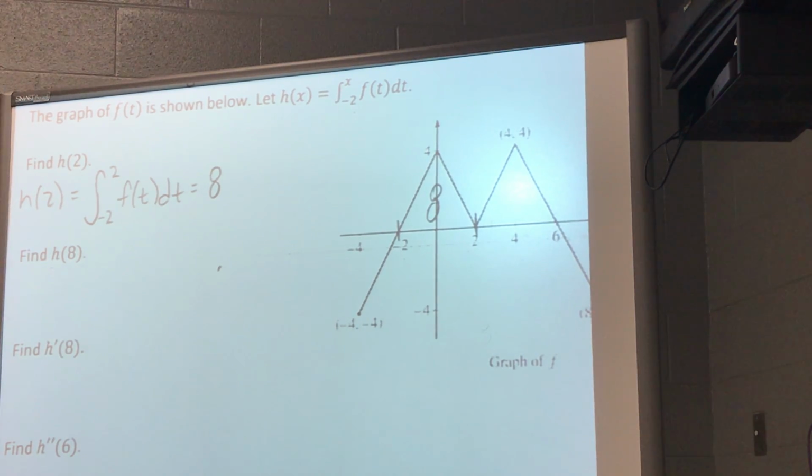Will you ever be asked like that without a graph? You might be asked that with a table.